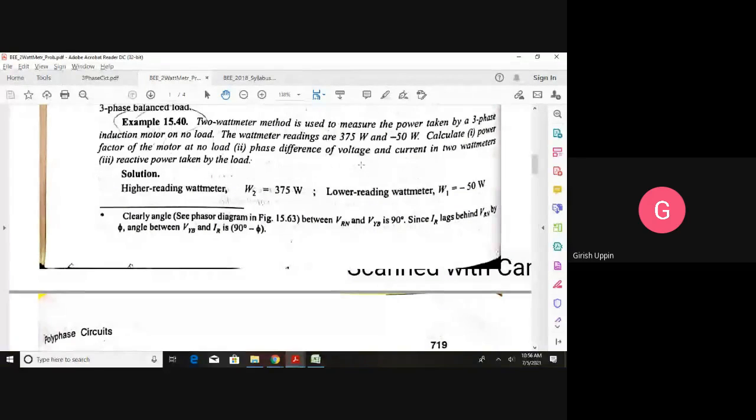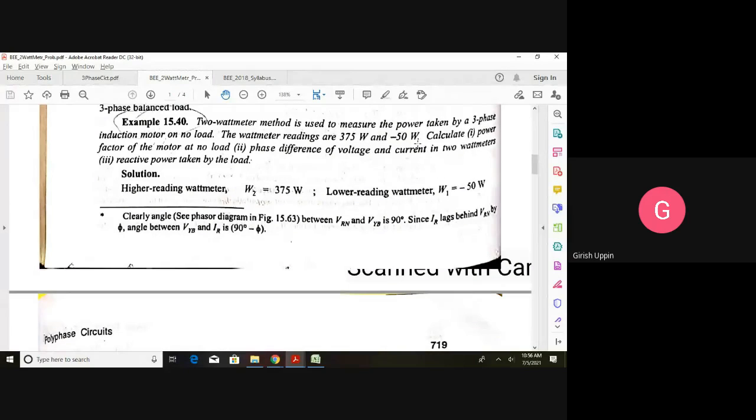Okay, now first we'll try to understand what is the problem. The 2 wattmeter method is used to measure the power. That is very easy to understand. We are using the 2 wattmeter method to measure the power consumed by the 3-phase induction motor. Here the load is an induction motor, so you don't have to worry about that. The wattmeter readings they have given are 375 watt and minus 50 watt.